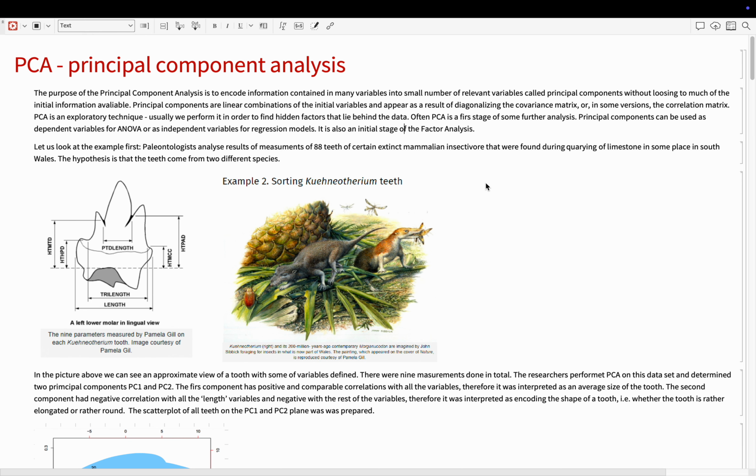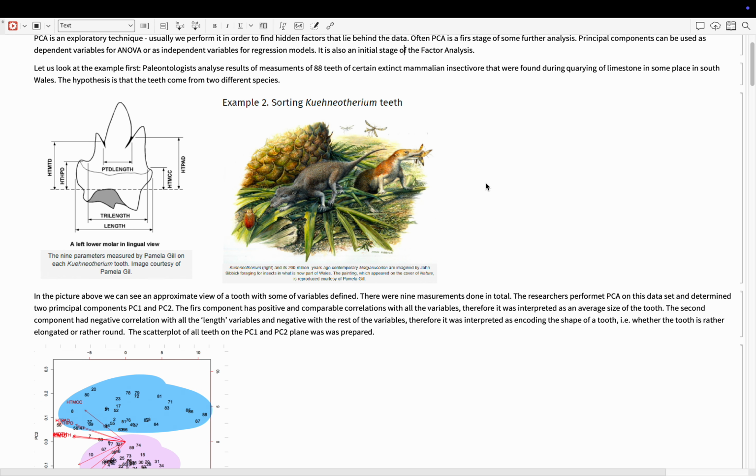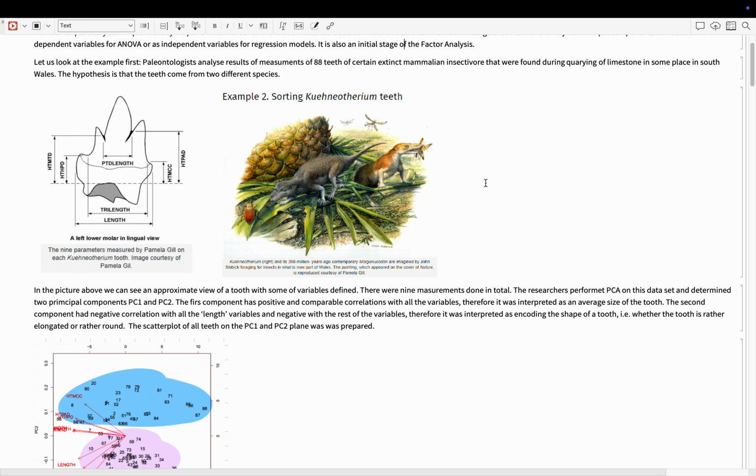Principal components, again from the mathematical point of view, are just eigenvectors of the correlation matrix or eigenvectors of the covariance matrix. So let us first look at an example of how this technique can be used. Our first example is the following. Paleontologists analyze results of measurements of some number of teeth of a certain extinct mammalian insectivore. These teeth were found while quarrying limestone in some place in South Wales.